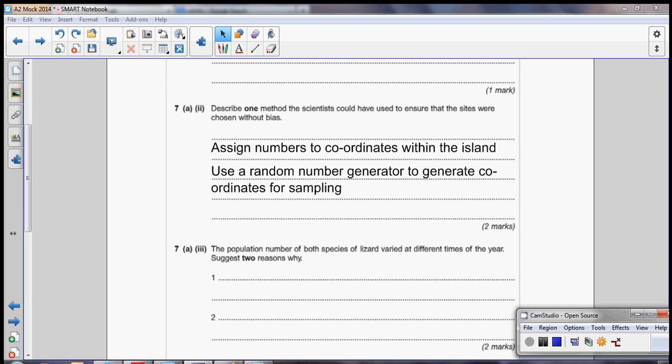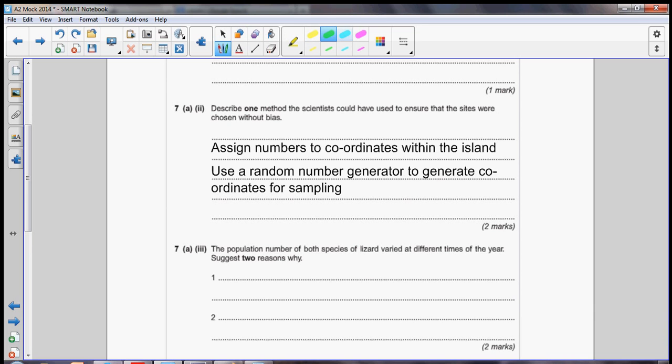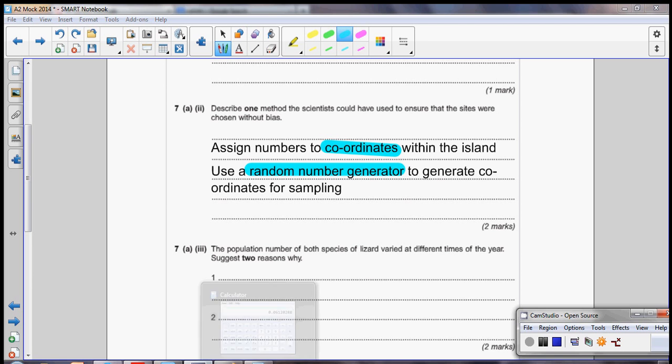Now the usual way that we carry out random sampling within a geographical area is the way I've described in this answer. We assign numbers to coordinates within an area, in this case the island. So the scientists might get a map out and assign random numbers to lines on the map in a grid pattern. They then generate random numbers using a random number generator to identify the coordinates that they want to sample. Now, for a question like this, they're asking for a description of how physically you would do this, so details like the use of a random number generator and the fact that coordinates would be used are important, and you do need to mention those things for the marks.